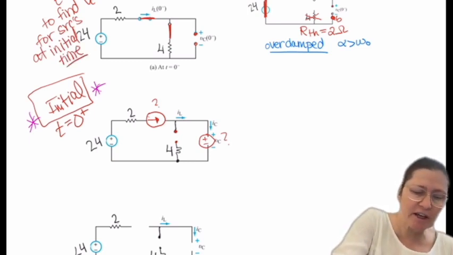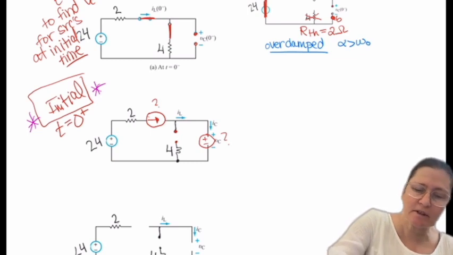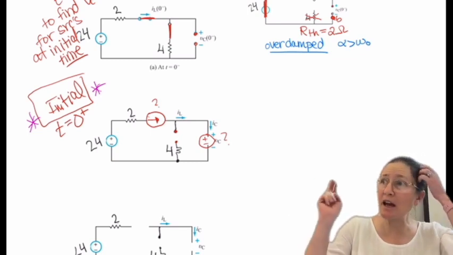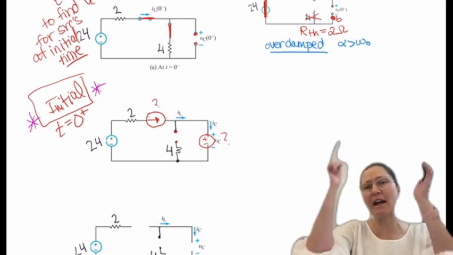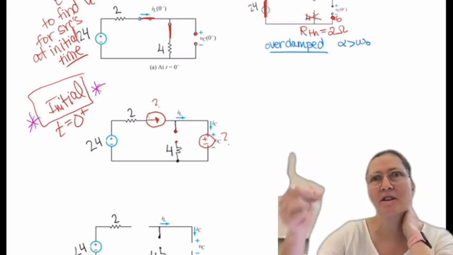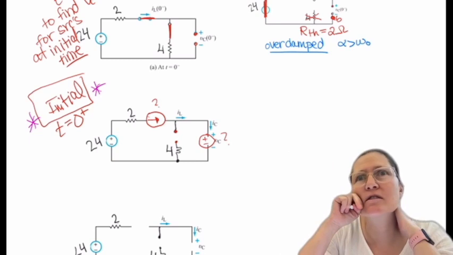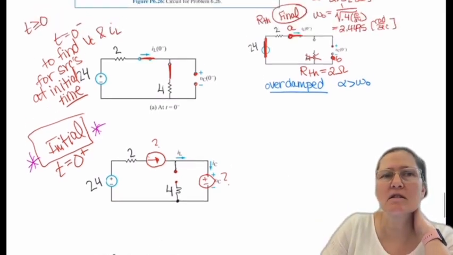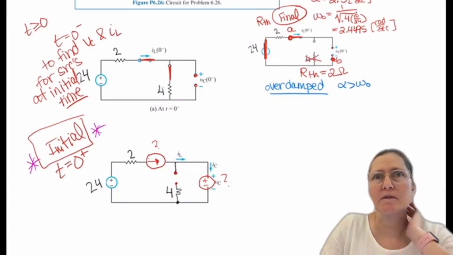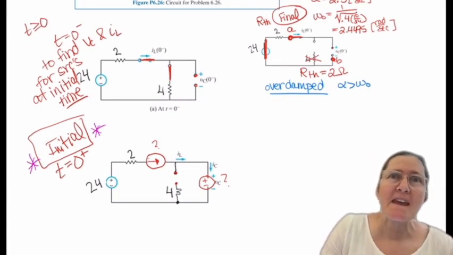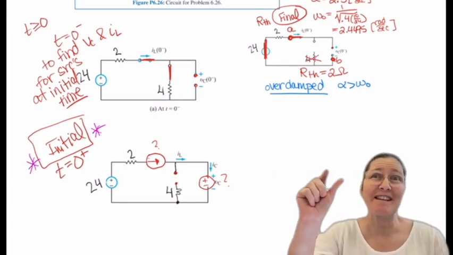Because we're actually finding t greater than or equal to 0, but right at 0, it's like, well, what does that mean? And it's always like right after. Yes? How do we know when we need to find t equals 0 minus and t equals 0 plus? Because when we were just doing RC or RL, we would just do one initial.